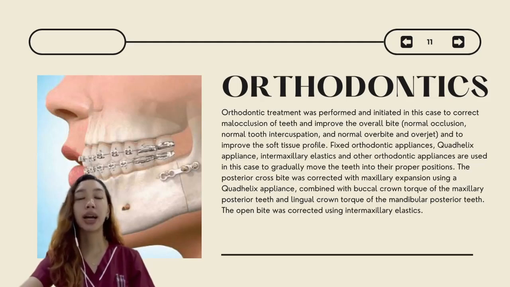Fixed orthodontic appliances, quad helix appliance, intermaxillary elastics, and other orthodontic appliances were used in this case to gradually move the teeth into their proper positions. The posterior crossbite was corrected with maxillary expansion using a quad helix appliance, combined with buccal crown torque of the maxillary posterior teeth and lingual crown torque of the mandibular posterior teeth. The open bite was corrected using intermaxillary elastics.